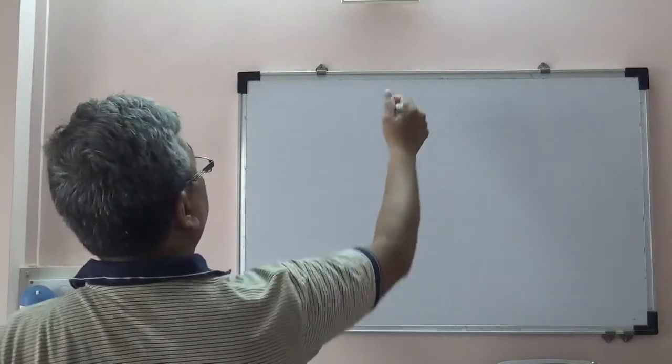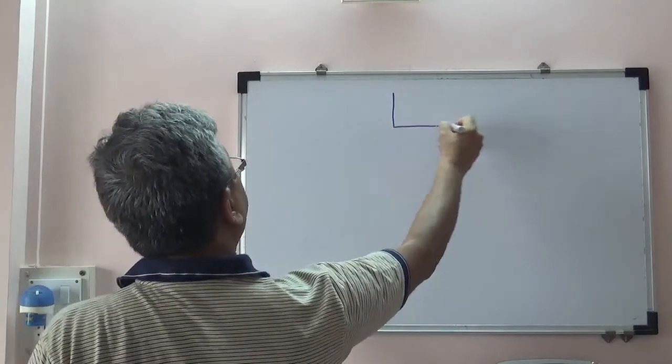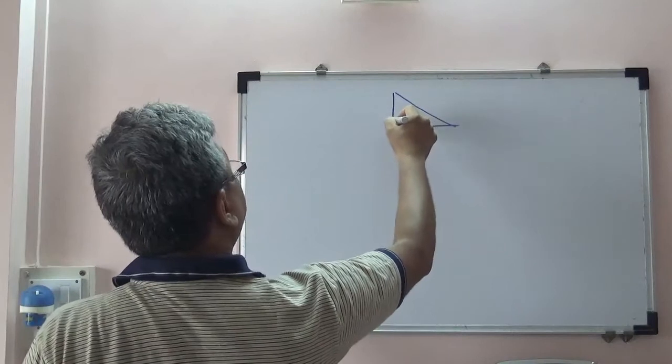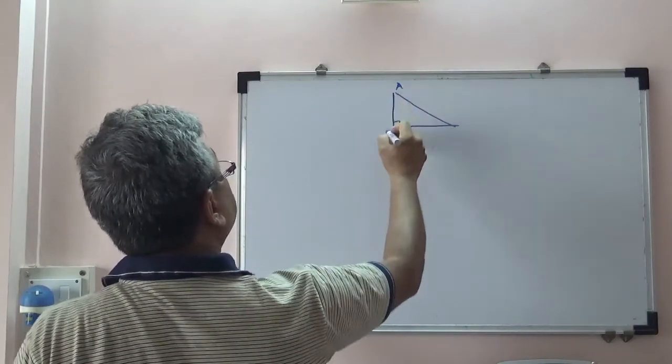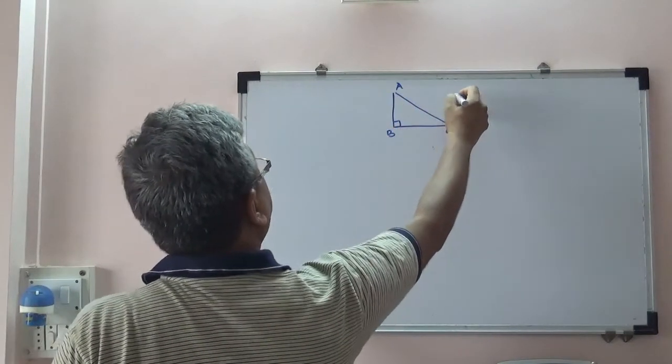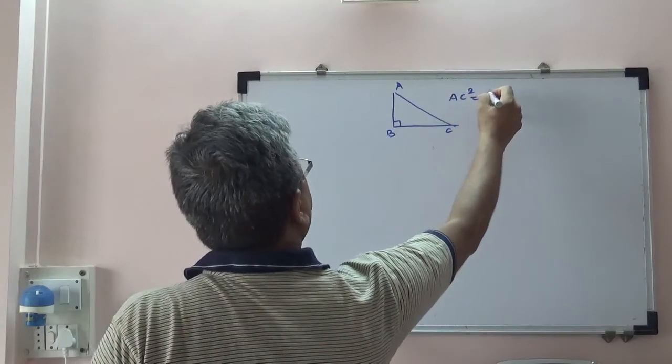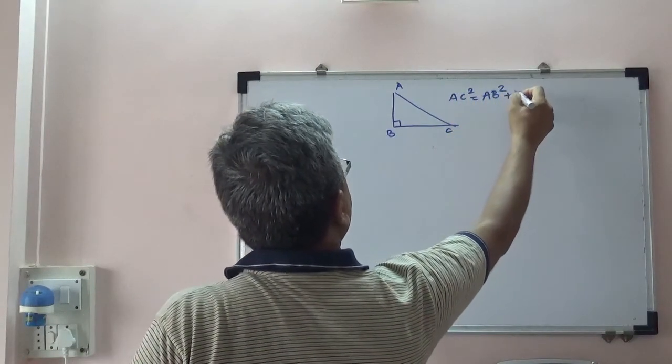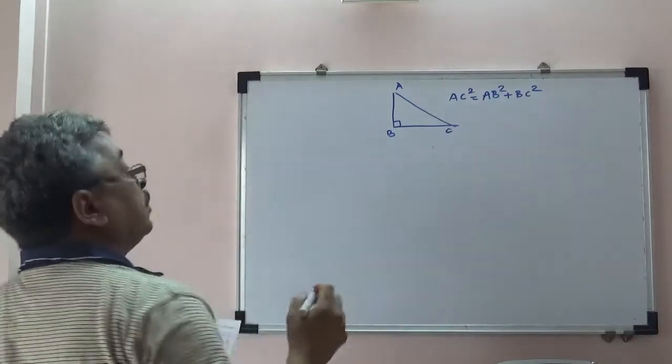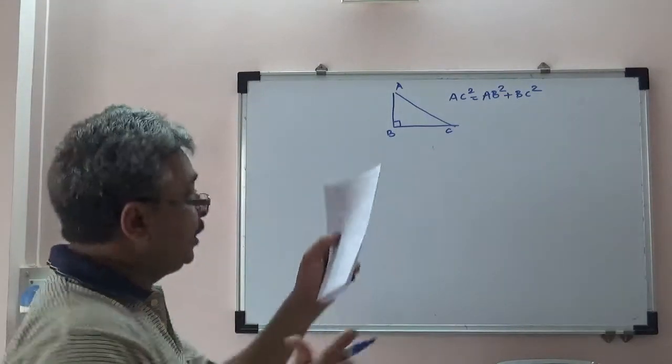Now we have proved Pythagoras theorem for a right angle triangle: if this angle ABC is 90 degrees, then AC square is equal to AB square plus BC square. Okay, that is what we have already done.